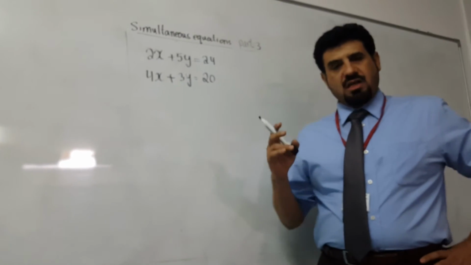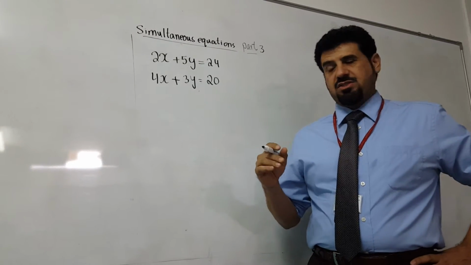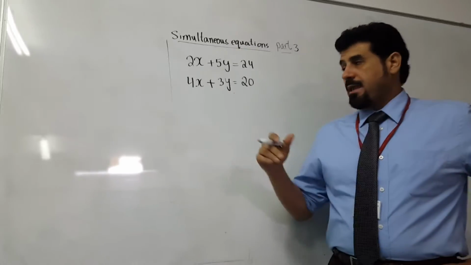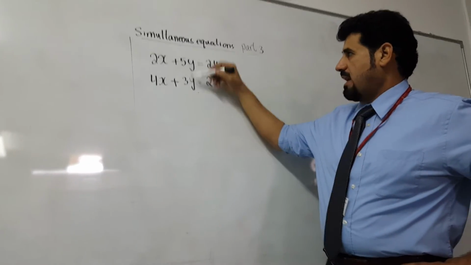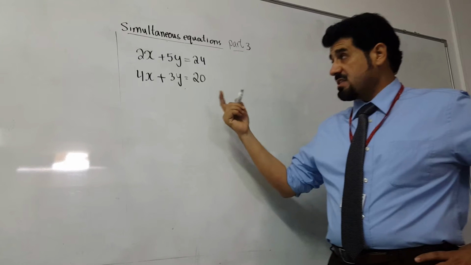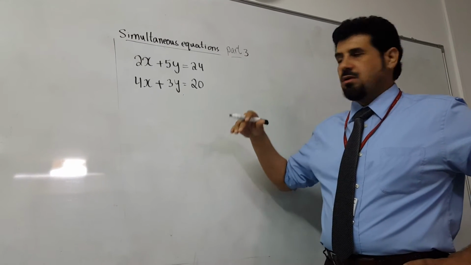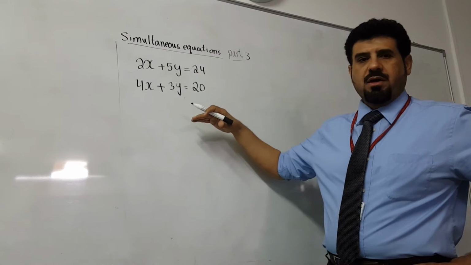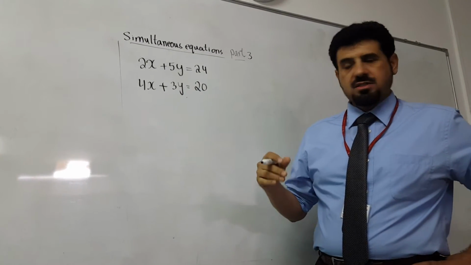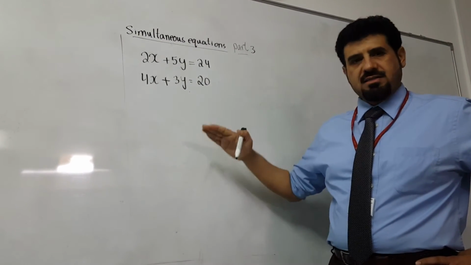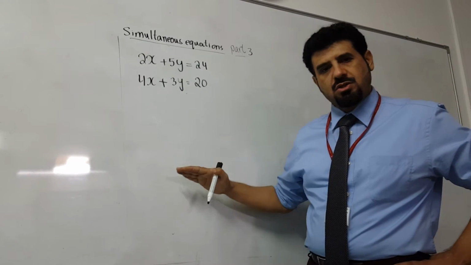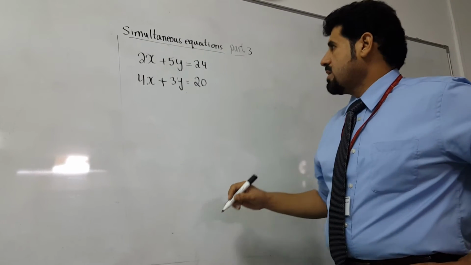In this video, we'll talk about part 3 of simultaneous equations. And in part 3, as you can see here, we don't have a common part. This is the only difference. So what we should do is to make this common part by doing some calculations, and then we continue the exact same way we did in part 2 and in part 1.